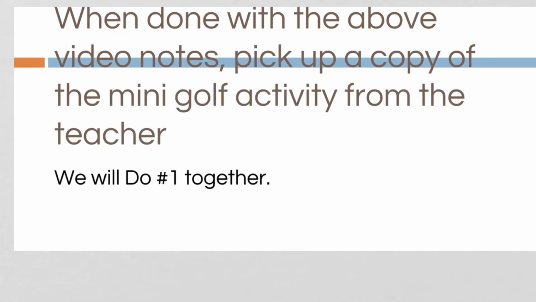All right, so when you're done with these notes, now is when you're going to be picking up your copy of this mini golf activity, which is basically what we just did from before, doing the component form of a vector. Pick that up from the teacher. Pause the video. We're going to do number 1 together, which is whole number 1, because we need to talk about how to find the component form of a vector shown on a graph.